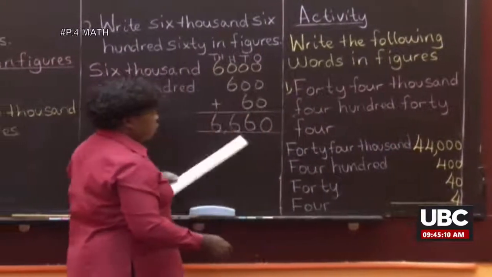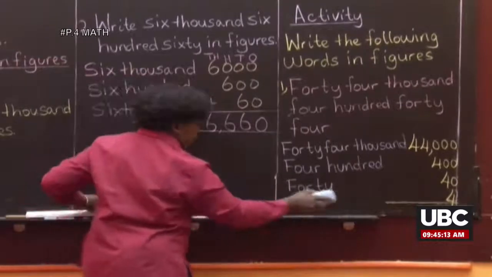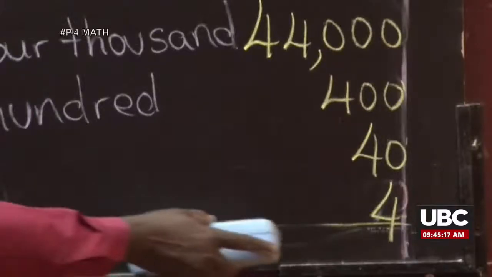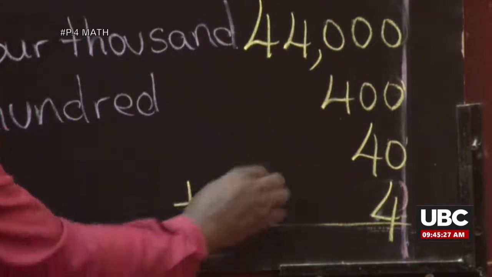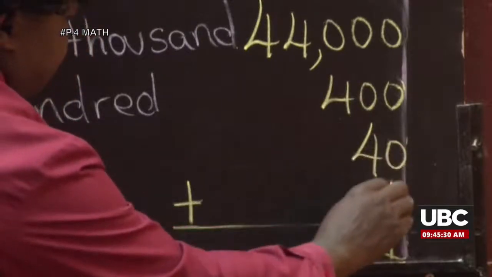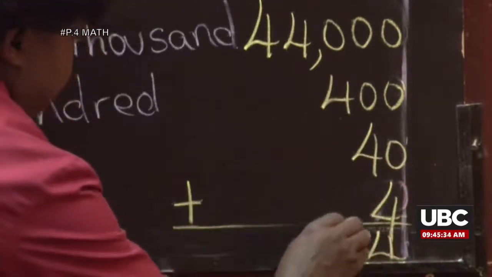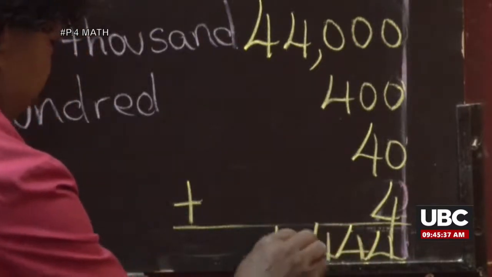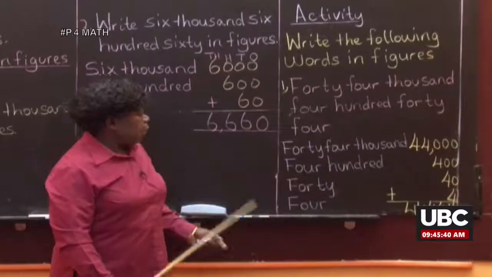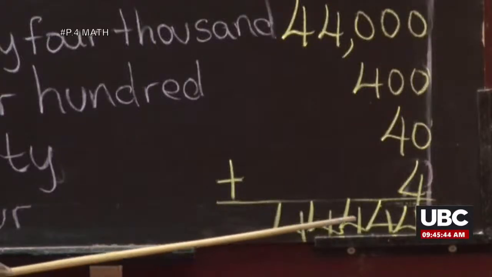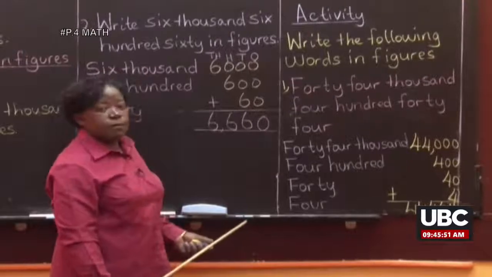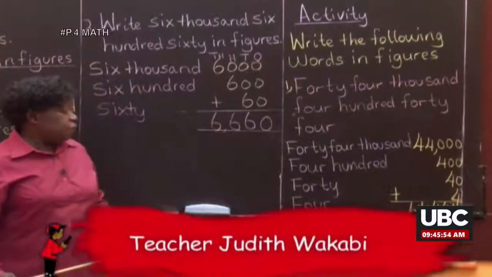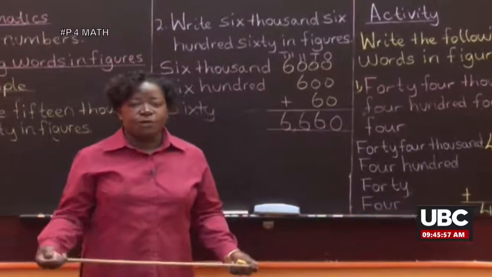So we are going to add our numbers together. We shall get 4 here, another 4 here, 4, 4, 4. Our answer is 44,444. 44,444. 44,444. Let's go for another break. We shall continue from there when you come back.